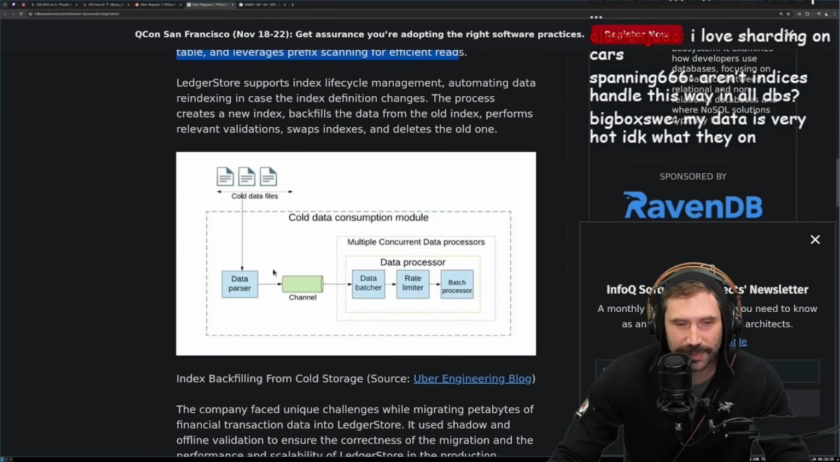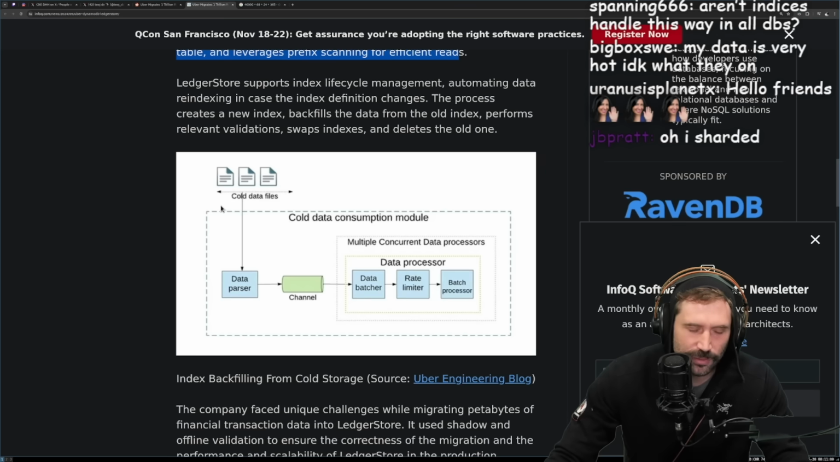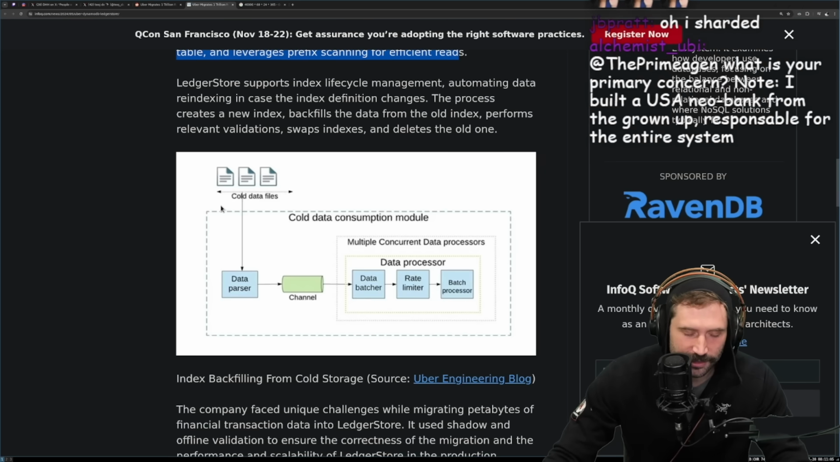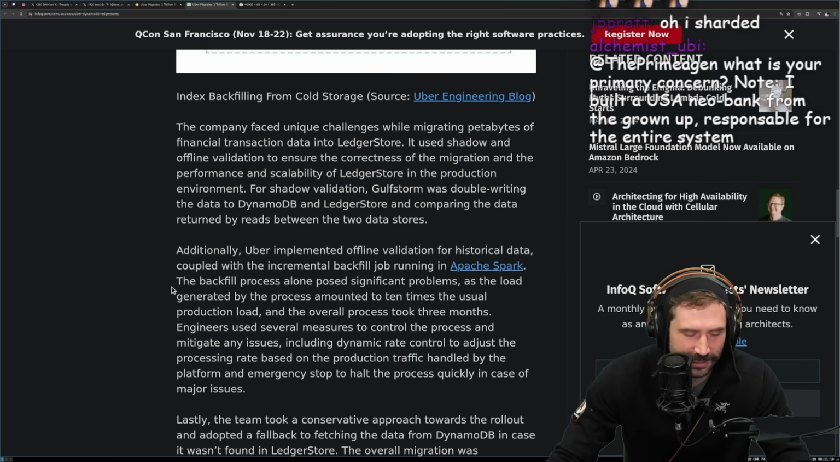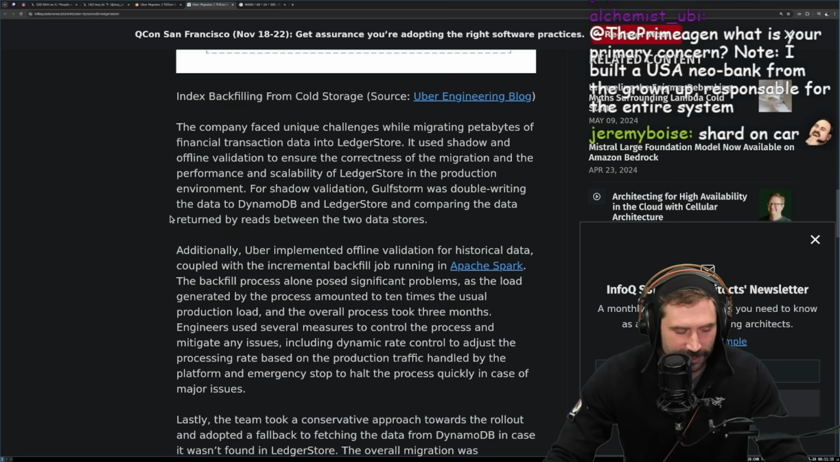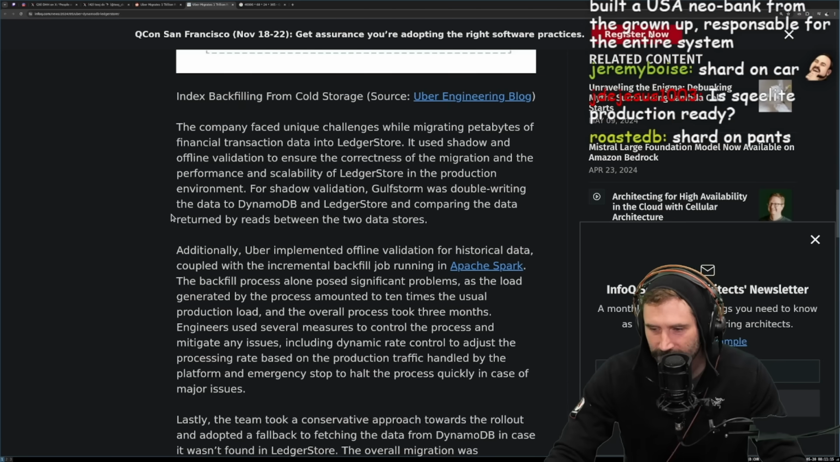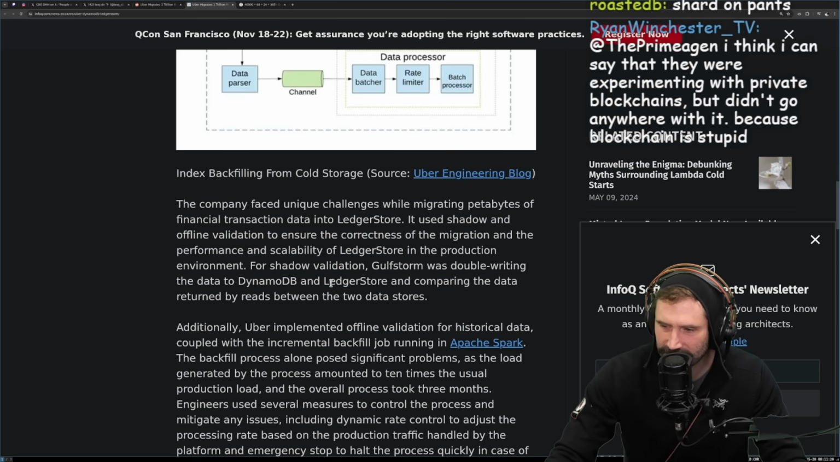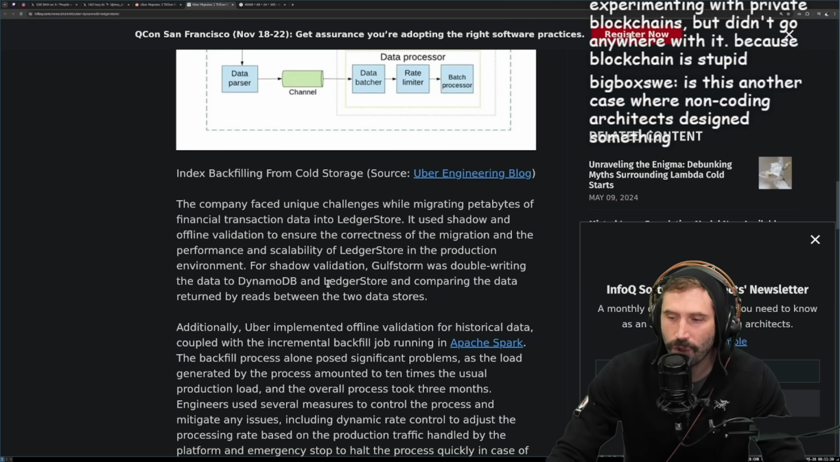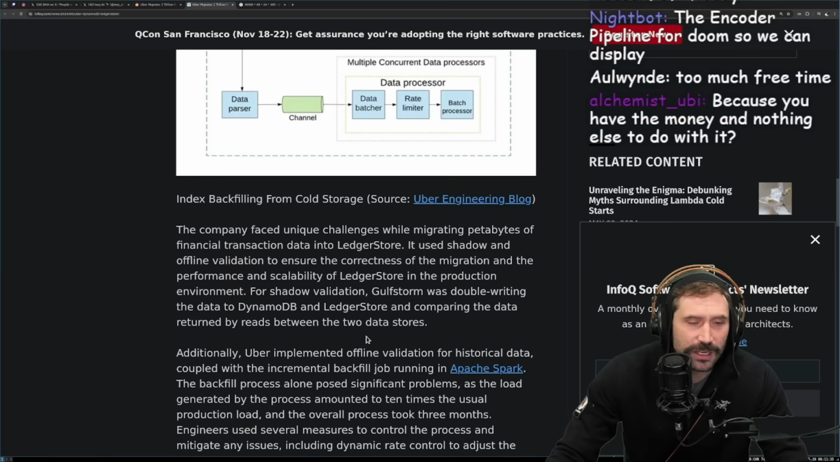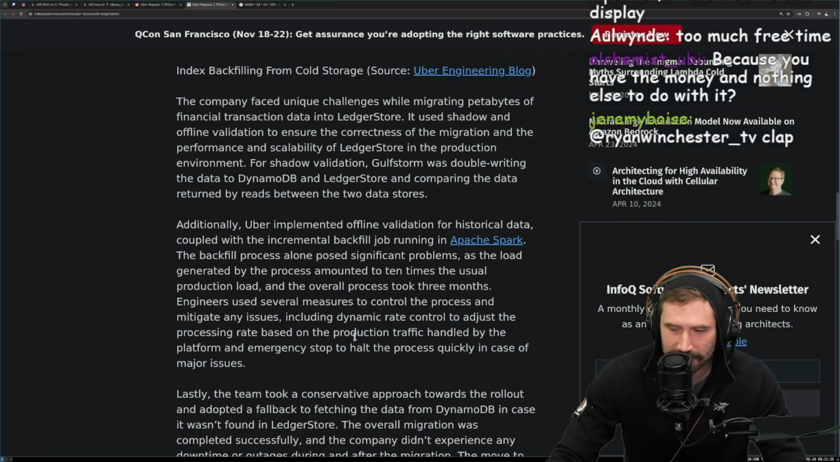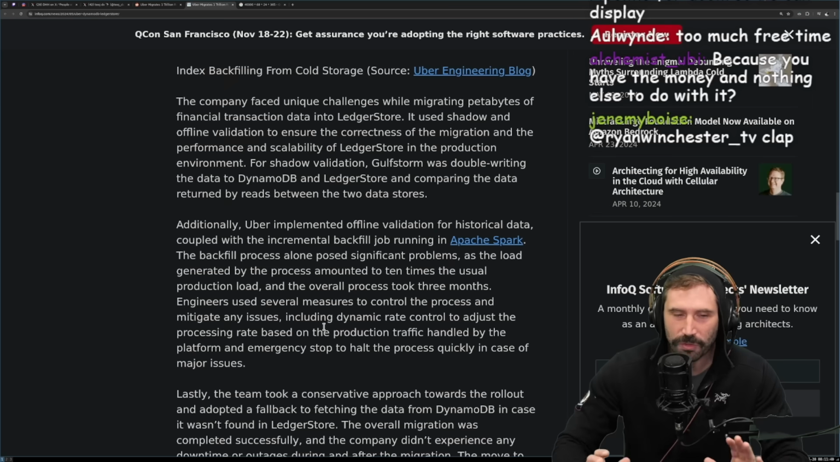It's very interesting, these kind of things, because once you get into this level of what you need to do, you really have to come up with some pretty unique engineering solutions, right? You really do have to go a little bit further out. But I'm just curious about why something like Scylla or these just larger distributed DBs that are fast and eventually consistent? Why build your own? I think I can say that they were experimenting with private blockchains, but it didn't go anywhere with it because blockchain is stupid. Oh, they are doing a little bit of, there's a blockchain play somewhere in here. That could be reasonable. If that happens, I could see that being its own thing.